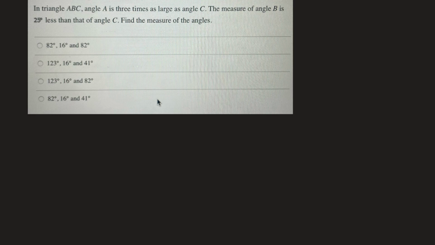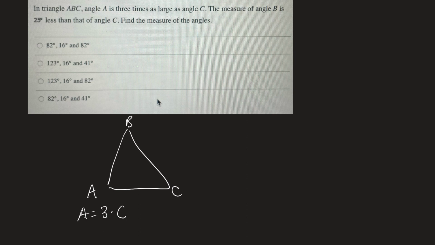Okay, here's a good question. Triangle ABC. Okay, let's draw a triangle. Let's call this one A, B, and C. Angle A is 3 times as large as C. So this A is 3 times as large as C.